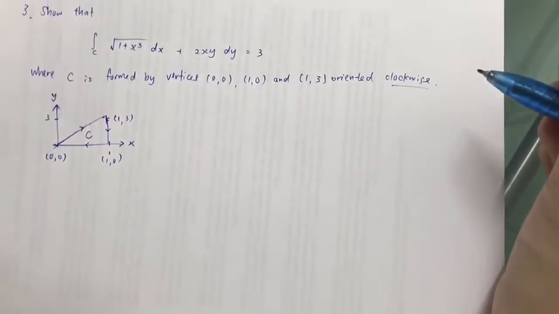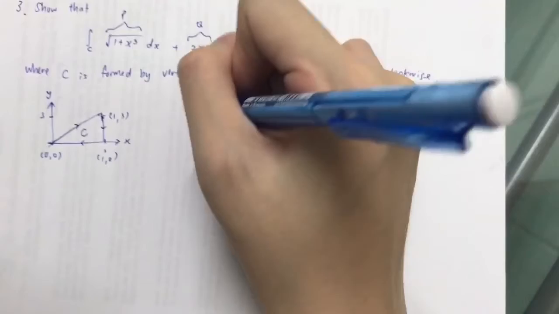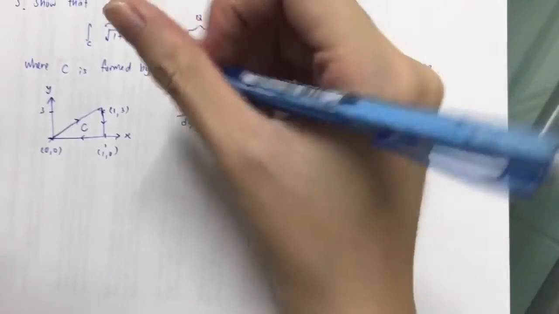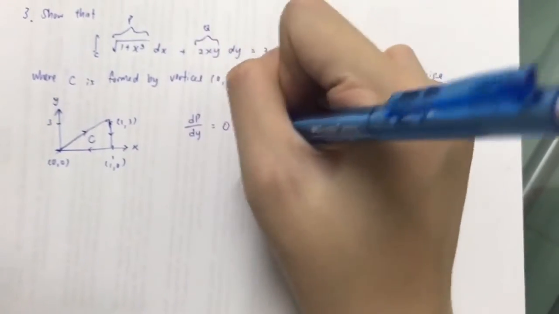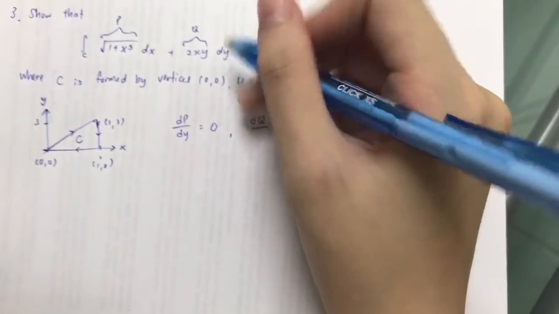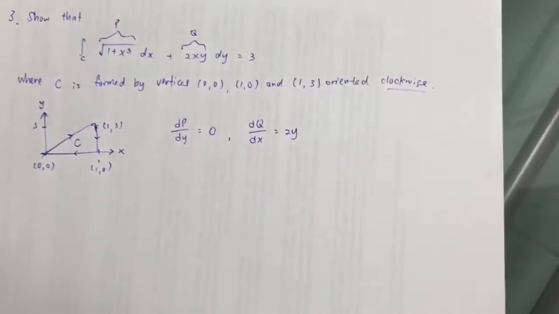Then we identify P and Q from this equation. This is P and this is Q. For P, we differentiate it with respect to y. As there is no y variable in P, it will give us 0. For Q, we differentiate it with respect to x, so it will give us 2y.